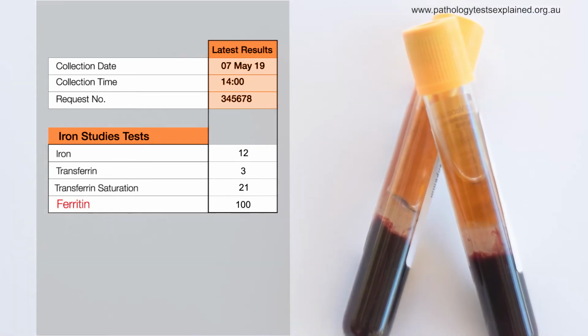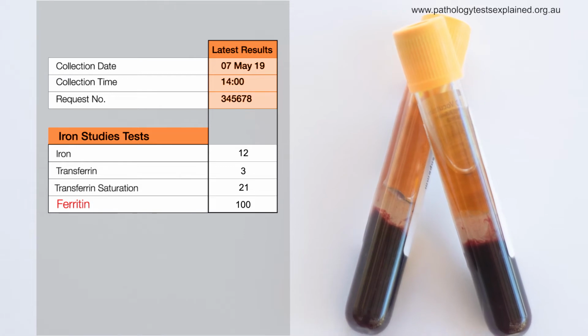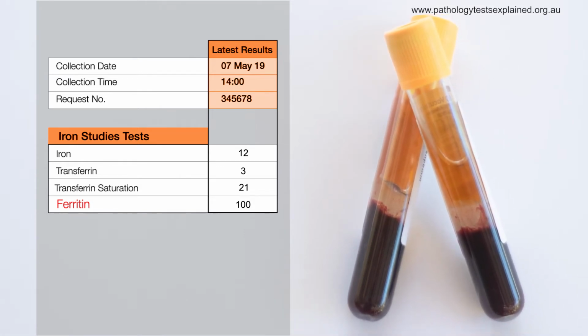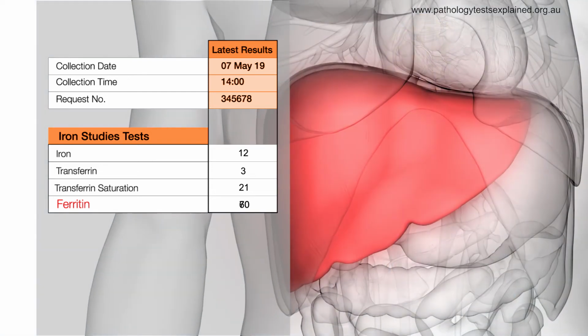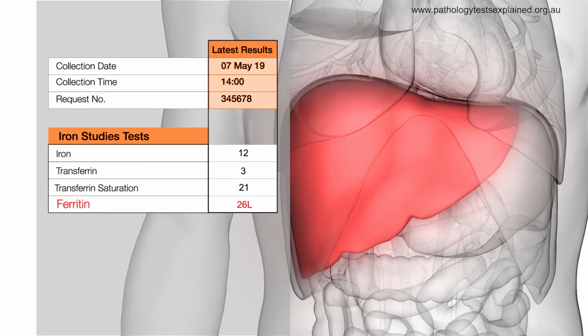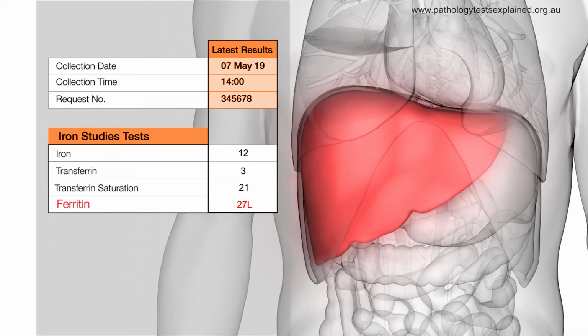Ferritin. This is another protein that attaches to iron. The amount of ferritin in the blood serum is the best measure of the amount of iron stored in the body, mainly in the liver. A low serum ferritin is almost always due to iron deficiency. However, ferritin levels can be misleading.